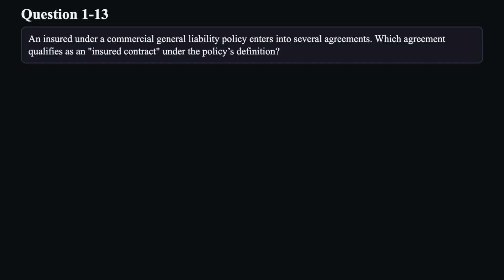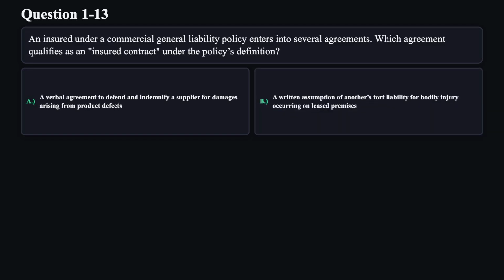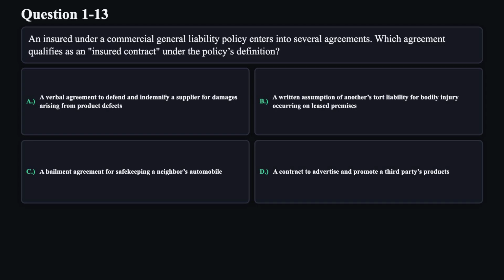Question 13. An insured under a commercial general liability policy enters into several agreements. Which agreement qualifies as an insured contract under the policy's definition? A. A verbal agreement to defend and indemnify a supplier for damages arising from product defects. B. A written assumption of another's tort liability for bodily injury occurring on leased premises. C. A bailment agreement for safekeeping a neighbor's automobile. D. A contract to advertise and promote a third party's products.